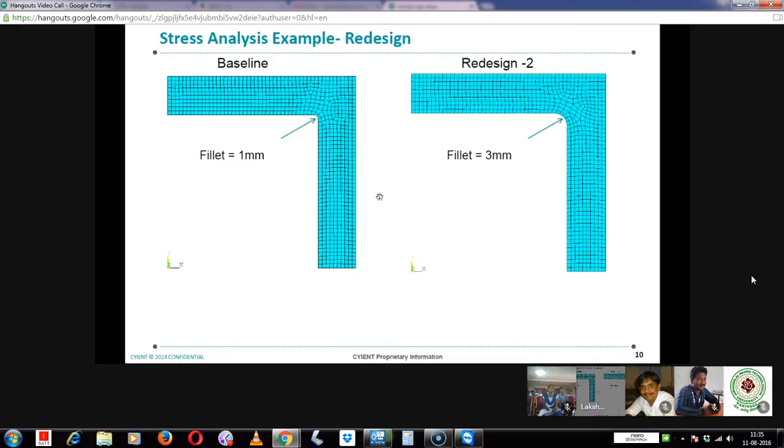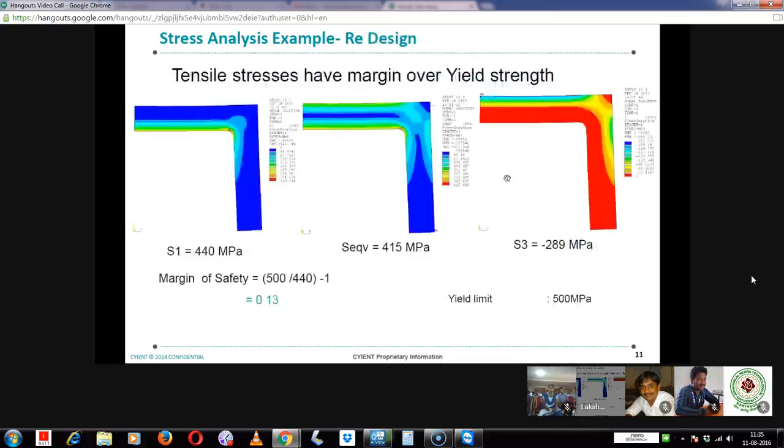So when I increase the fillet to 3 mm, we could see the stress reduce drastically from 638 to 440. And S1 minus is also 415 and S3 is minus 289. Our yield limit is 500, so all these three stresses are well below the yield limit. And if you take the highest stress, the maximum tensile stress S1, the margin of safety is 0.13.